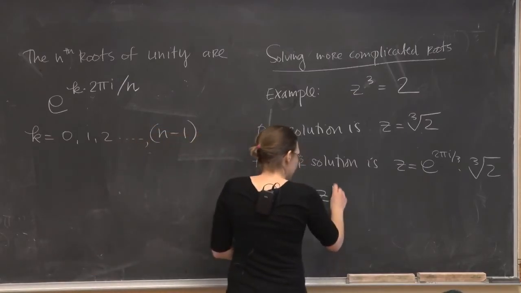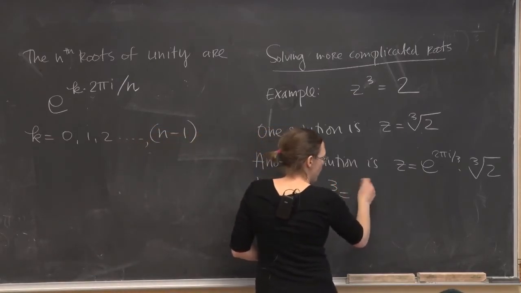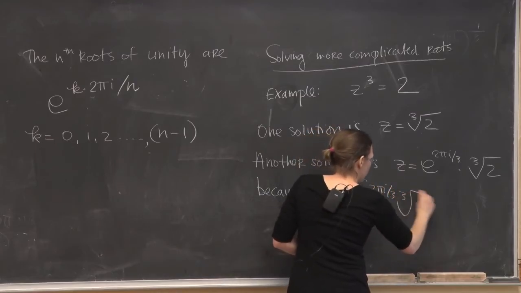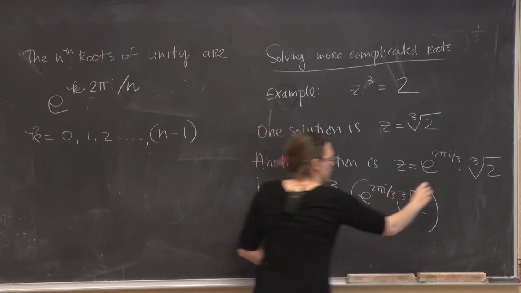Okay, because z cubed, right, that would be e to the 2 pi i over 3 times the cube root of 2, cubed.